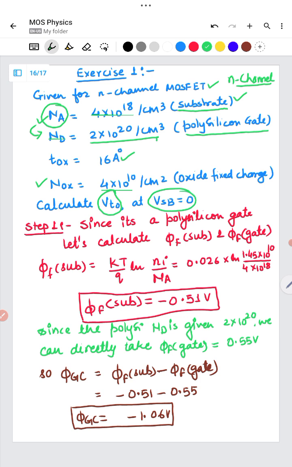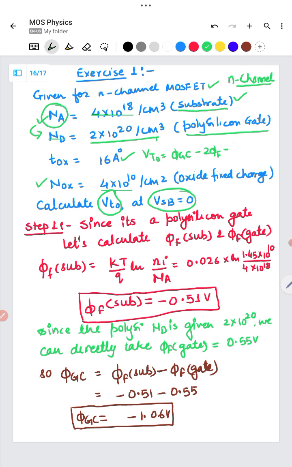This kind of a problem normally you can solve in 5 to 6 steps. Because if you see the formula for Vt naught, let's write it over here. So Vt naught is basically equal to phi Gc. So in one step you calculate phi Gc. In another step you calculate the 2 phi f.